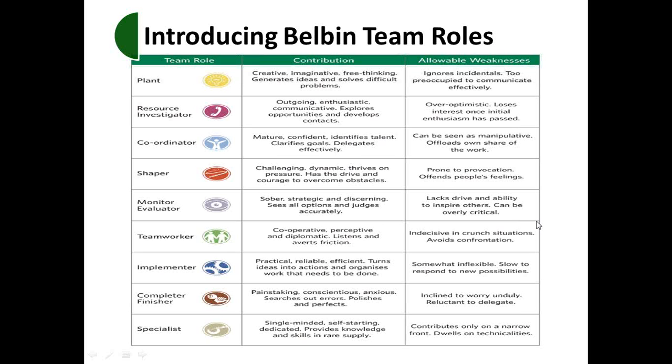The sixth team role is that of the team worker, and the sign there is of hands being held. This is the diplomat. This is the person who's cooperative, who will listen and will try to avert friction. Sometimes the downside of a team worker role is that they can be indecisive, be afraid to confront. They could be so anxious to get a resolution to an issue that they're prepared to settle for less than perhaps what might be needed in a certain situation.